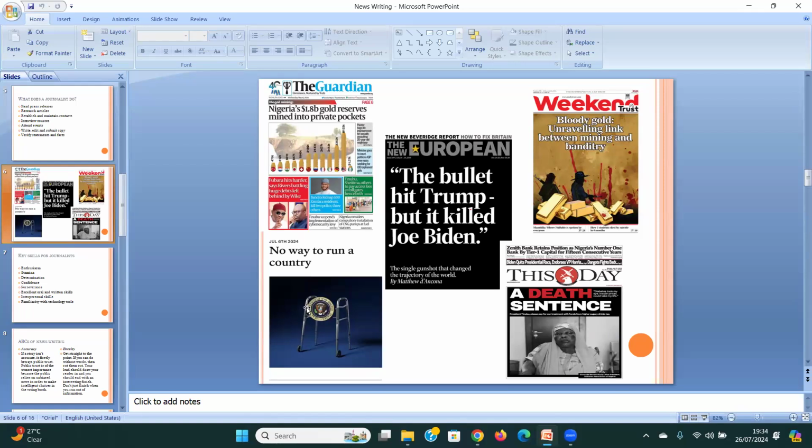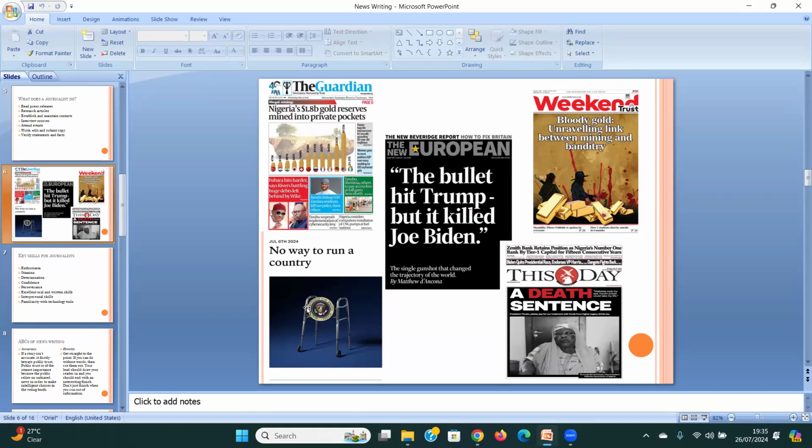An agenda was also set with this one from July 6th, "No way to run a country." Whoever uses this is someone who can't work properly without the aid of this stance to move. And you have the seal of the President of the United States. Definitely, they were referring to Joe Biden here. There's this one from this day.